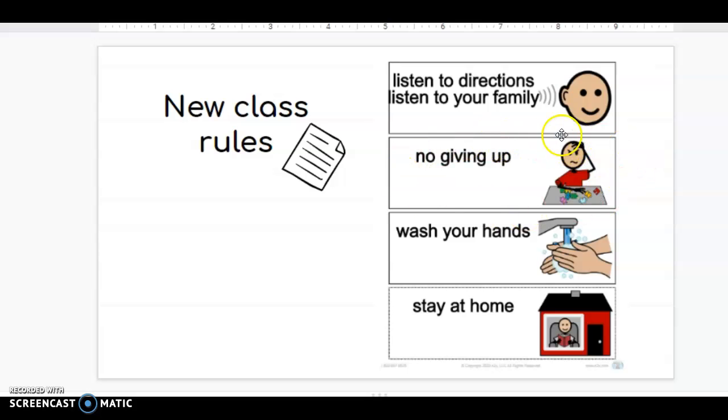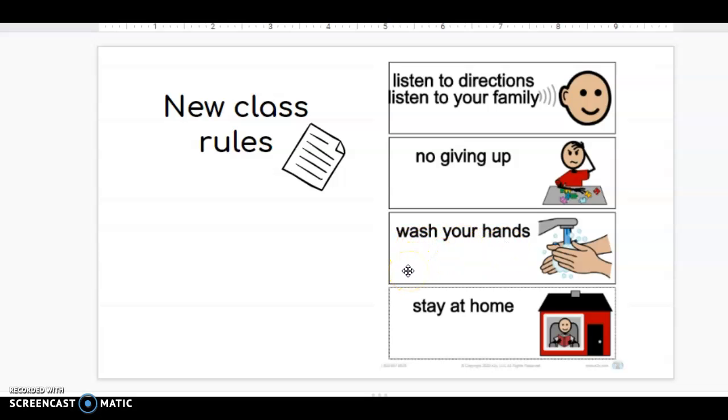This rule is the same, no giving up. I still want everyone to try their best when they're working. The next two, they're both new. So remember when we talked about why we're staying at home? We're staying at home because a lot of people are sick right now, so staying at home is the best way to keep safe and healthy. And a part of being safe and healthy is washing our hands. So the rule says wash your hands.